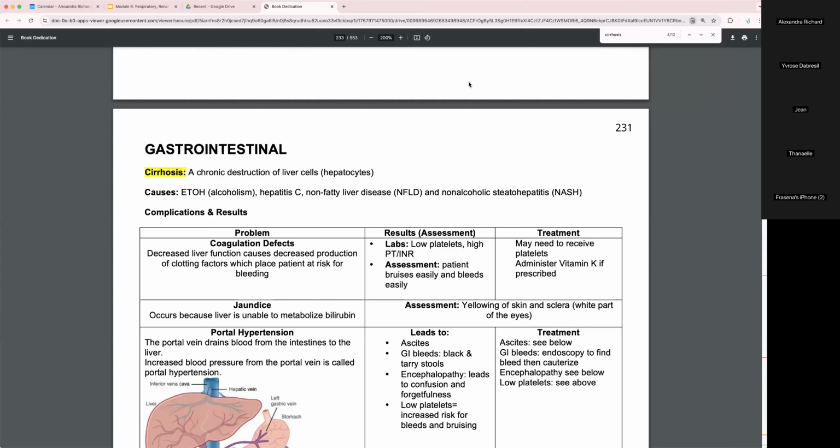So now we've reached the point in GI where we're going to be talking about probably the most important disease or condition of GI, which is cirrhosis.